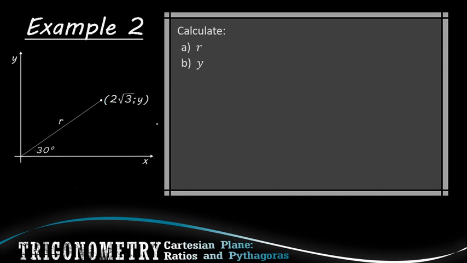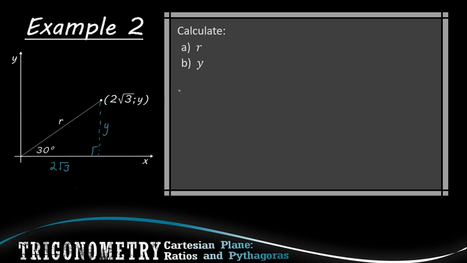Now for example 2, we have the same story. We are given the x value, and in this case we're given the angle. Once again, I'm going to construct this line in here, and we know that this distance is 2 square root of 3, and this one is y. For b, the distance r is what we need to find. We can't use Pythagoras because we don't know this side, but we do know this angle, so we're going to use our trig ratios.